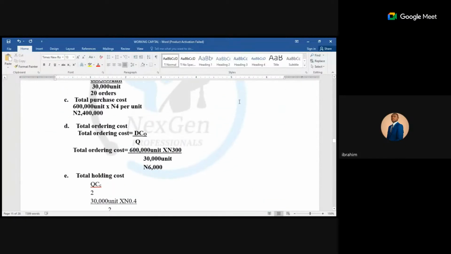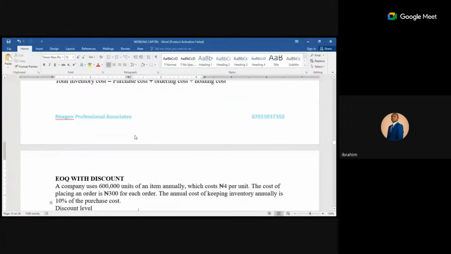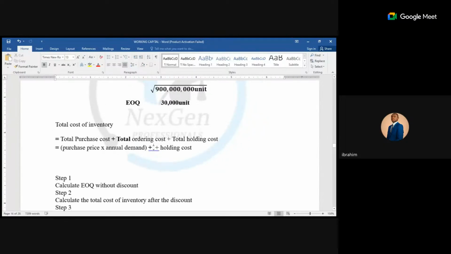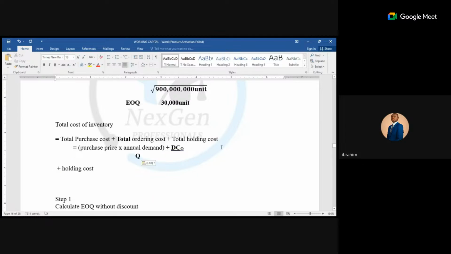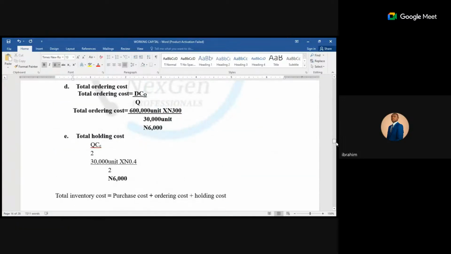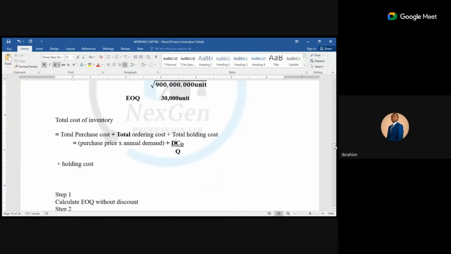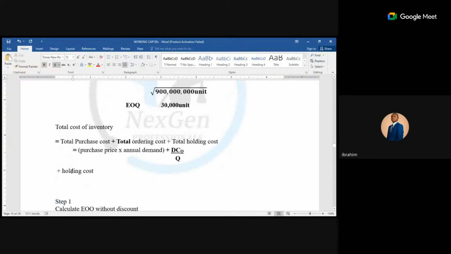Total ordering costs. So this is the formula. Okay, let's finish this class first. The D is Q. Okay, the D is Q. Is it Q? Ordering, no. I'm talking about ordering now, not holding.